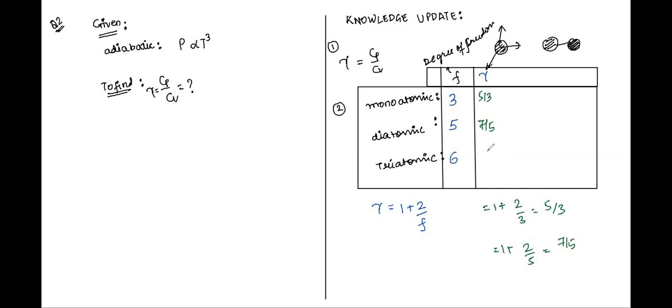Yes, Anukriti. So for triatomic, it is 1 plus 2 by 6, right? So it becomes 1 plus 1 by 3, or 4 by 3. You can also call it 8 by 6 or 4 by 3, right? So we'll write it over here. All right, great, Anukriti.